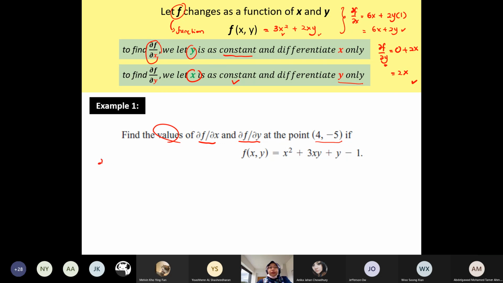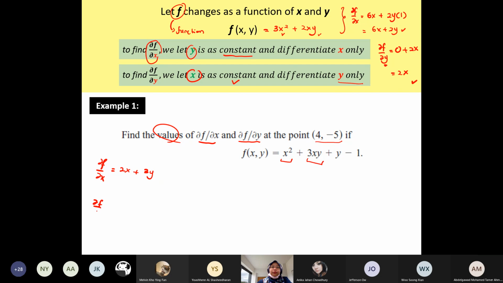Okay, so for example, we do it one by one. df over dx. First of all, you want to differentiate with respect to x. The first term, you differentiate x squared, you will get 2x, correct? This one you have y, but y you treat as a constant, so it becomes 3y. Plus differentiate y. y now becomes constant already, so when you differentiate y, you get 0. Differentiate -1 also you get 0. So finally you only have 2x plus 3y.